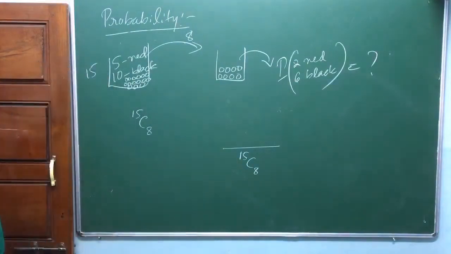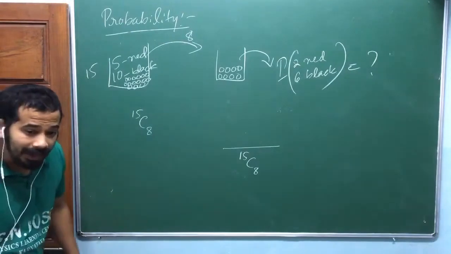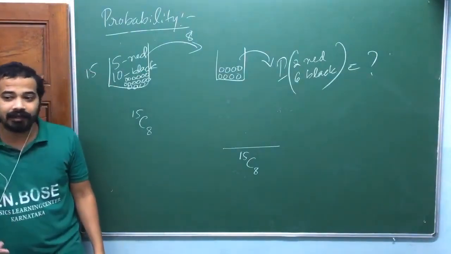Now look at here. What is the favorable one? 2 red and 6 black. 2 red and 6 black. Look at here, I said "and" in between.